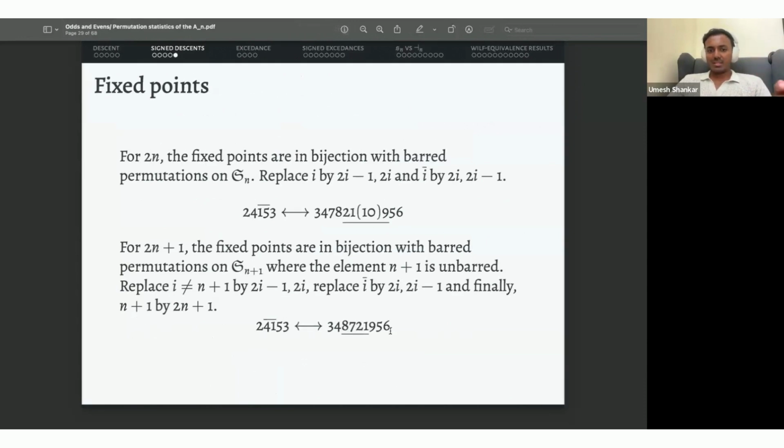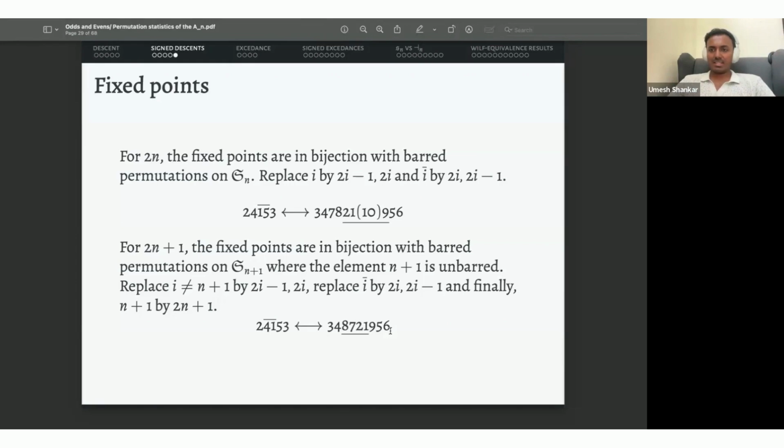So how is the bijection? You take a barred permutation. If there is an i, you replace it by the pair 2i minus 1, 2i. And if there is an i bar, you replace it by 2i and 2i minus 1 in the reverse order. So for this example, 2, 4, bar over 1, 5 and unbarred 3. 2 we will replace by 3, 4. 4 we will replace by 7, 8. 1 bar we will replace by 2, 1 in reverse order. And 5 bar we will replace by 10, 9. And then 3 we will replace by 5, 6. So this is a bijection.